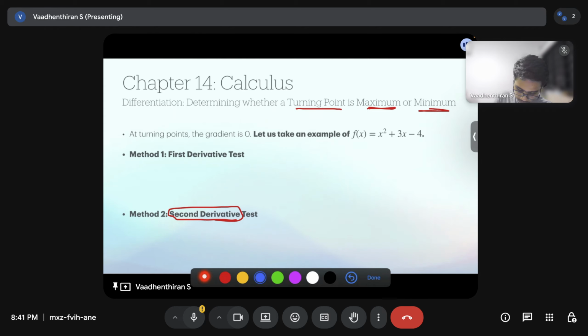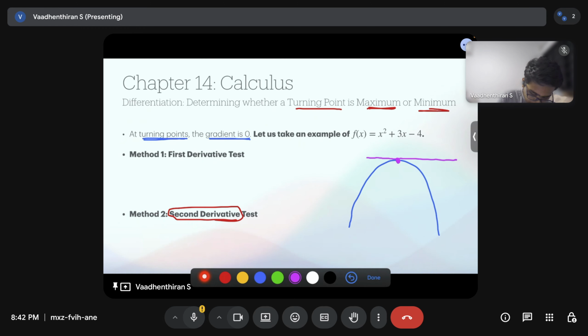So the fact over here is that at any turning point, the gradient will always be 0. Let's say I'm taking a simple function such as this parabola, the turning point is somewhere here. And when you draw a tangent or the gradient line, it will be 0. So the gradient of this tangent will be 0. So we will be taking this example, and let's check whether the turning point is a maximum point or a minimum point.